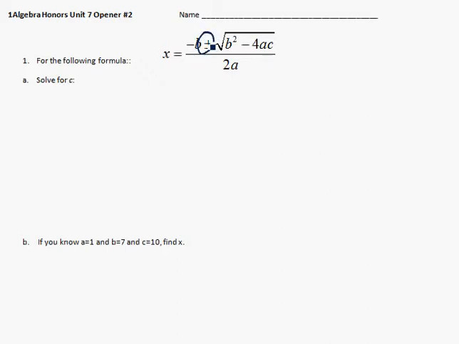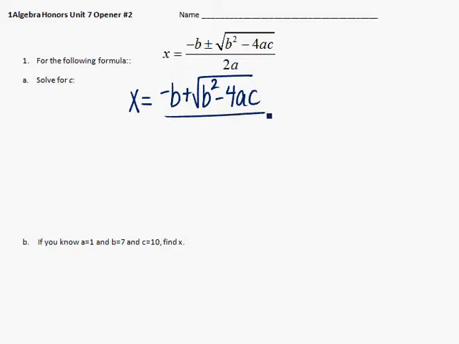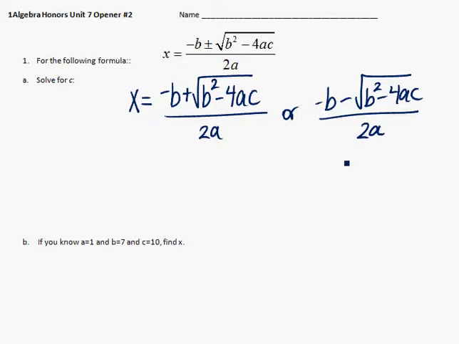This plus or minus right here is the part of the formula that sometimes gets students a little bit hung up. All that this means is that this is really just two formulas in one. You could rewrite it like x equals opposite b plus the square root of b squared minus 4ac all over 2a, or opposite of b minus the square root of b squared minus 4ac all over 2a.